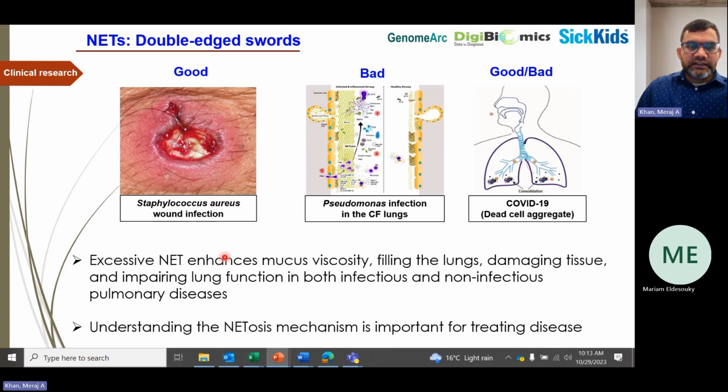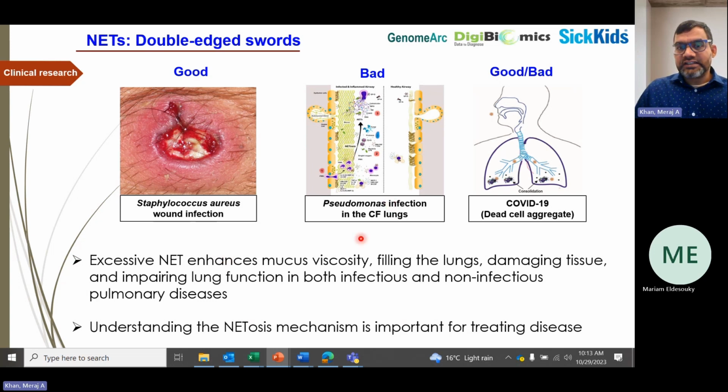If you can see here, in the case of wound healing, NETs are good, because if there is a wound, neutrophils make NETs and they kind of cover up the wound so that further infection is confined, or the infection is not able to spread. So in this situation, NETs are good.